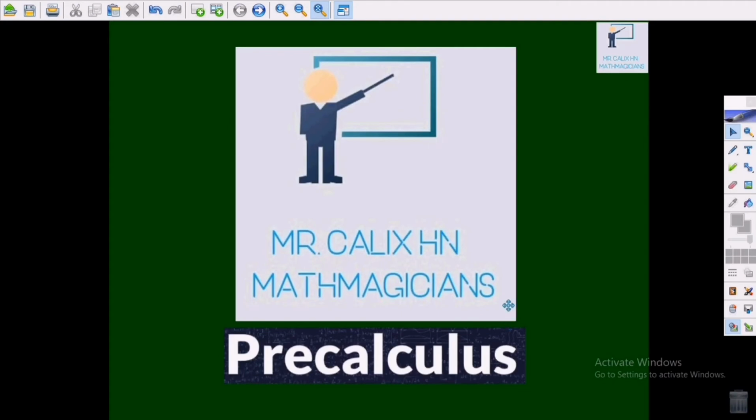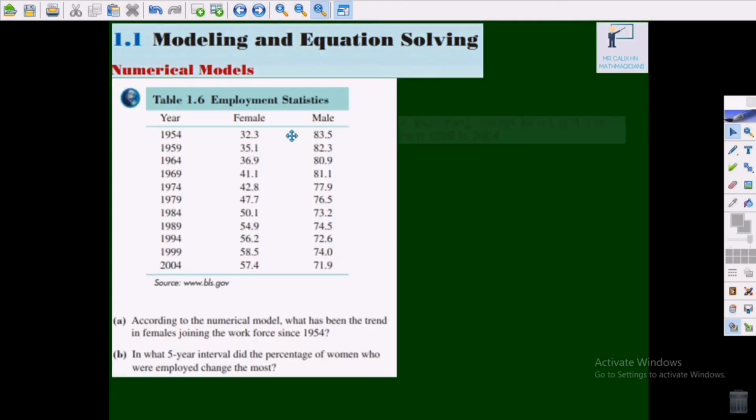Mathematicians, and we will continue with our Precalculus course. Today we'll see about modeling and equation solving. The first subtitle will be numerical models.